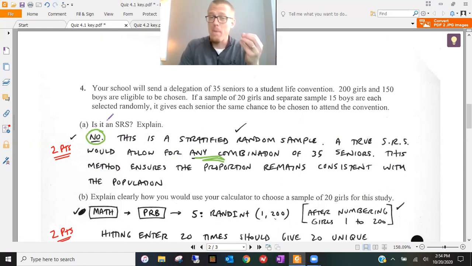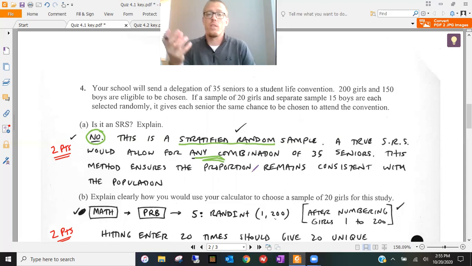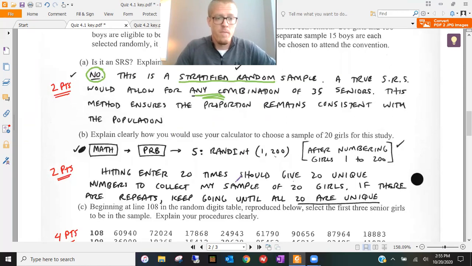In fact, it's probably better that they did it this way because it's going to guarantee that the proportion in the sample matches the proportion in the population. And that's a good representative sample, or at least it's on the way to it. So 2 parts to that answer.